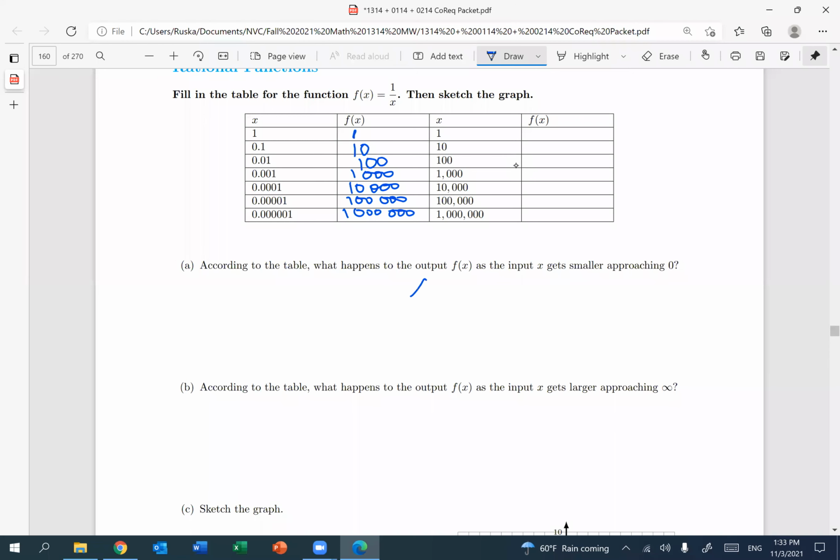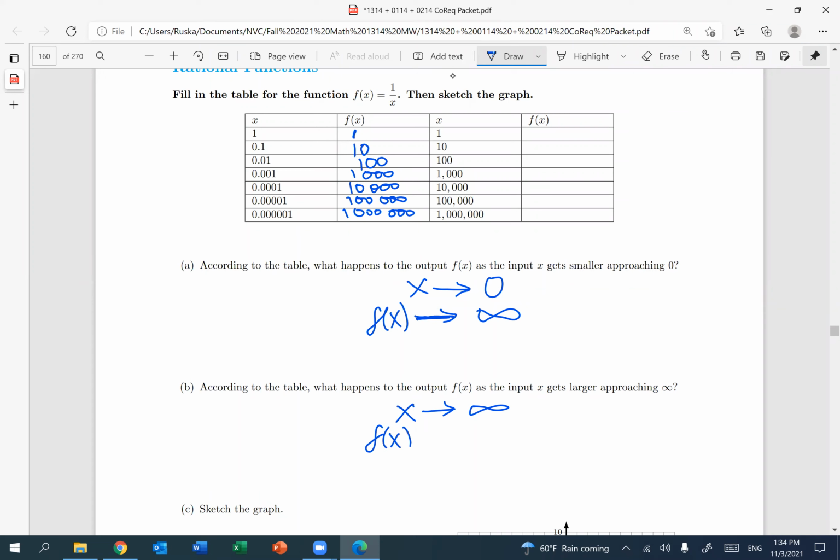So when x goes to 0, this is the symbol used for approaching 0, going smaller and smaller, 0.0001. What happens with f of x? The function goes to a huge number, right? 1 million, which is, we're using the symbol infinity. Okay? So if the number is getting bigger and bigger, it's going to go to infinity. Okay? That's the symbol we're using. And then the next question is, we're going to fill out the rest of the table. So if the x gets larger approaching infinity, so you're going to write when x goes to infinity. What happens with the function?